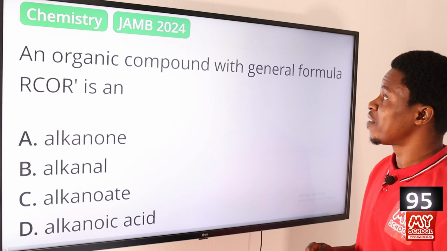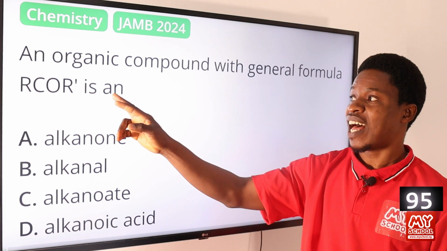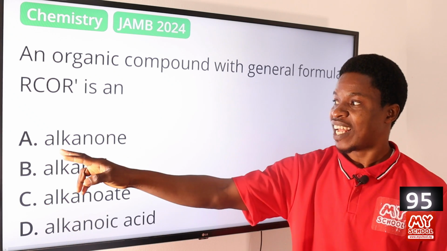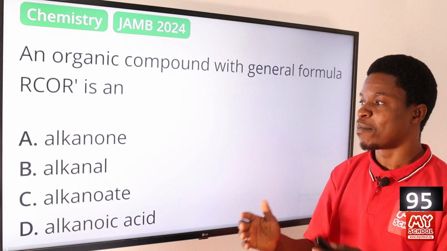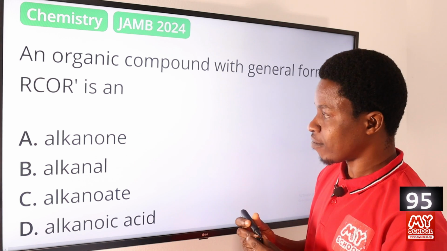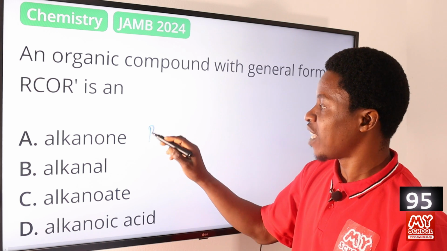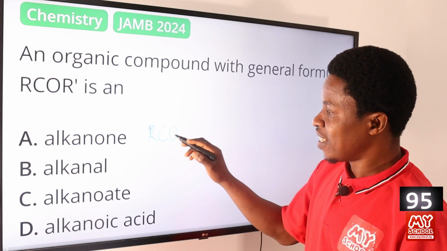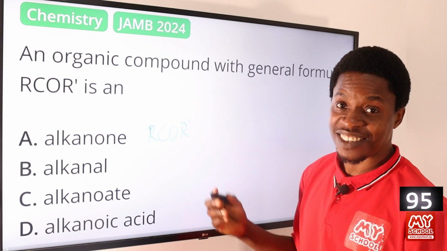Question number 95. An organic compound with general formula RCOR prime is an what? Of course, an article, because all of them start with the letter A: alkanone, alkanal, alkanoate, alkanoic acid. All of them sounding the same, alka. Usually we know that alkanones are your ketones, and they have the formula RCOR prime. Of course, that has already shown what the answer is.